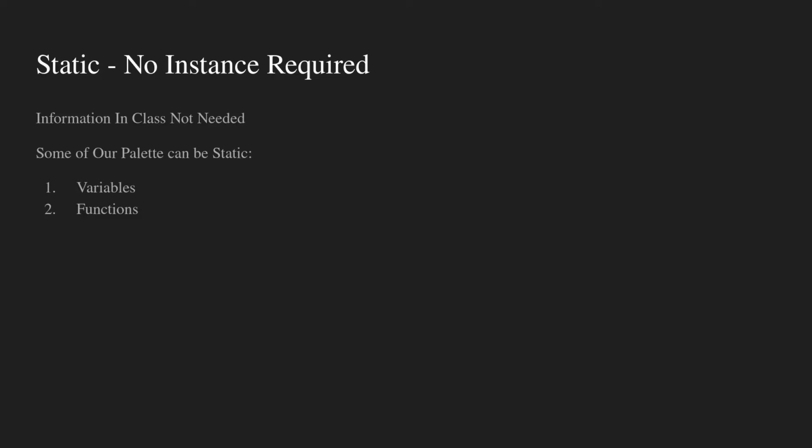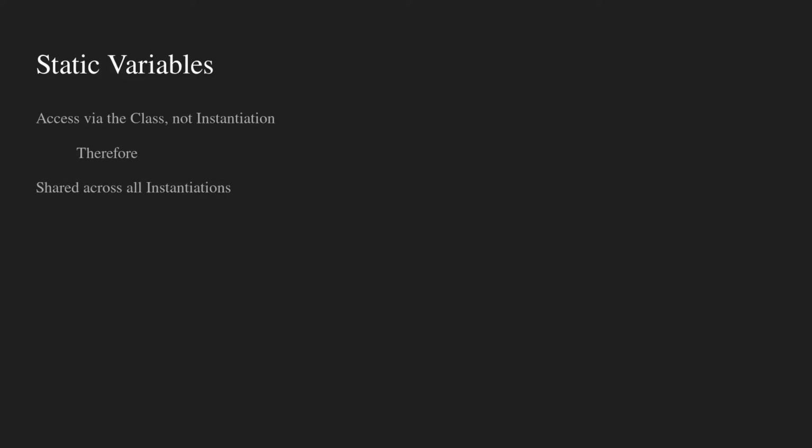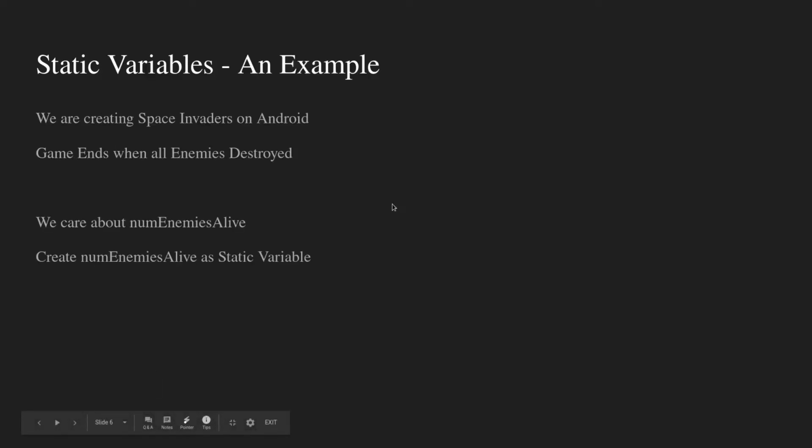And in the next couple slides, we'll go into detail of what a static method and what a static variable look like. A static variable is accessed via the class and not an instantiation. Therefore, a static variable can be shared across all instantiations. Let's think about that as an example.